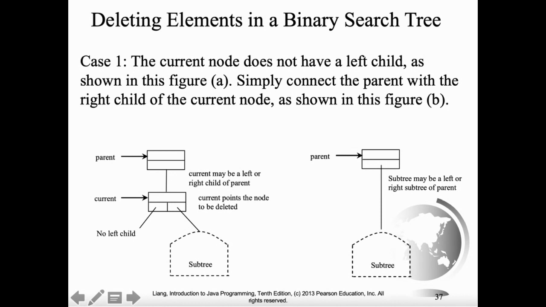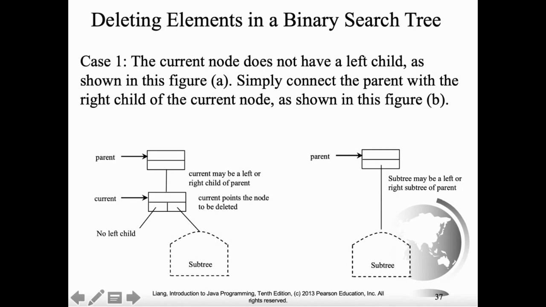If it was the parent dot left, then we need to set parent dot left equal to current dot right. Otherwise, we do parent dot right equal to current dot right. So it's either the left side or the right. The current dot right is always going to stay the same. The only thing that changes is either the left side of the parent or the right side of the parent. So when we're trying to remove a node, we search for it, and when we find it, we need to keep track of the parent.